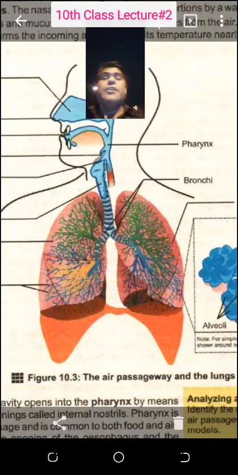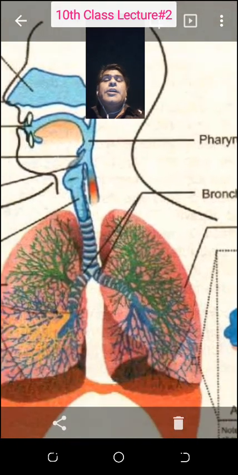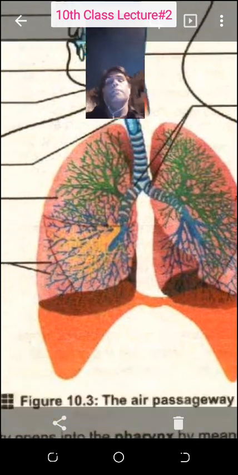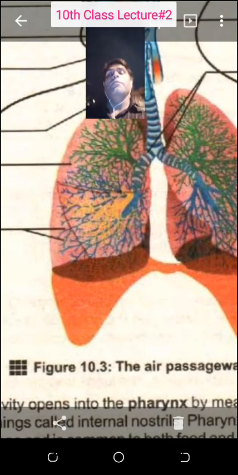In the last, students, I will only share one information and then I will finish. In the trachea and in the bronchus there are ring-shaped, C-shaped cartilages. They keep the air tube open.